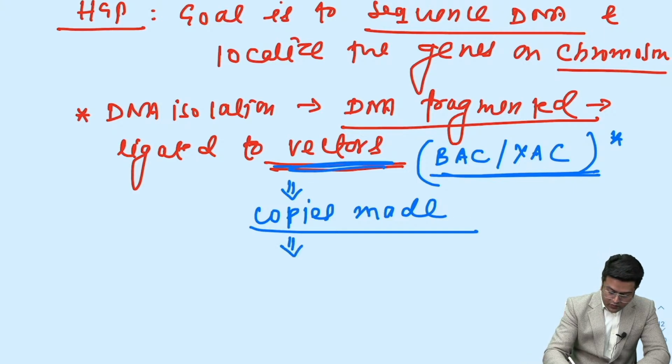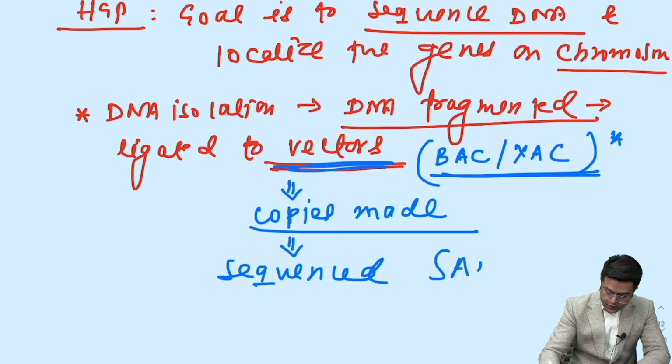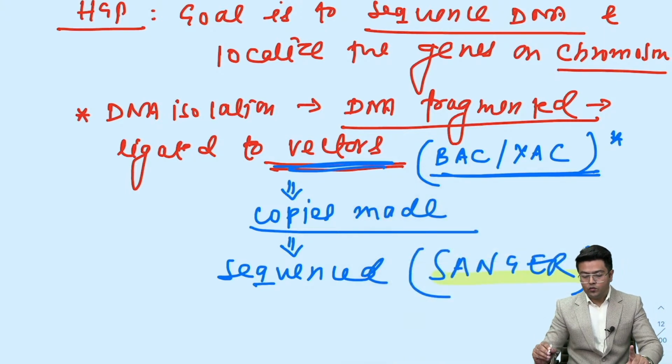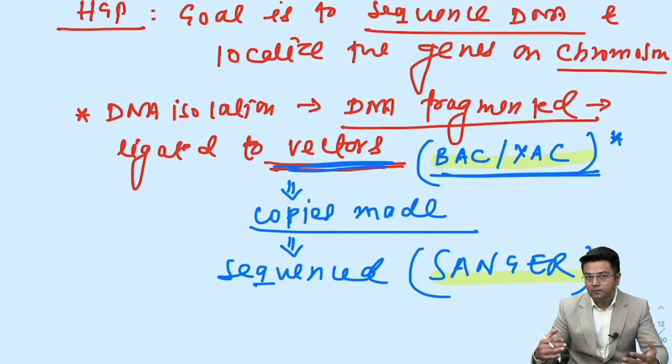And these copies were sequenced, right? So what was the process of sequencing? Sanger's sequencing. So guys, again highlight this point. Sanger's sequencing was used, and these are the two types of artificial chromosomes that are used.